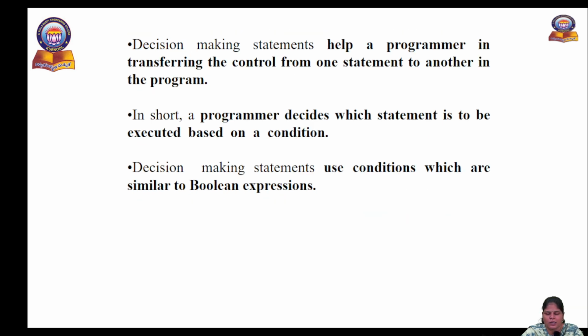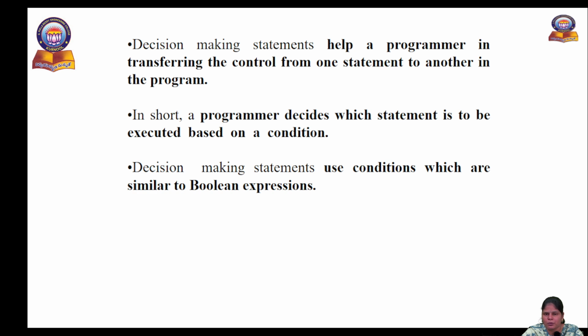Decision statements mainly help the programmer in transferring the control from one statement to another statement in a program. There might be situations where the programmer wants to decide which part of the program is to be executed and which part is not to be executed. Or there might be a situation where the programmer wants to shift the control of flow from one place of a program to another place. In such a situation, decision-making statements can be used by the programmer.